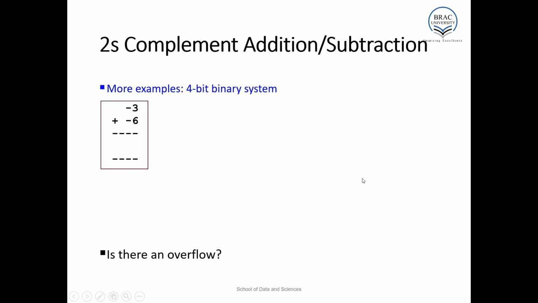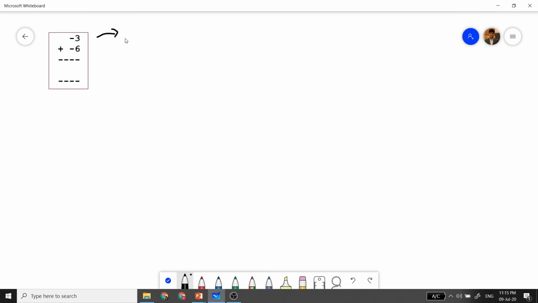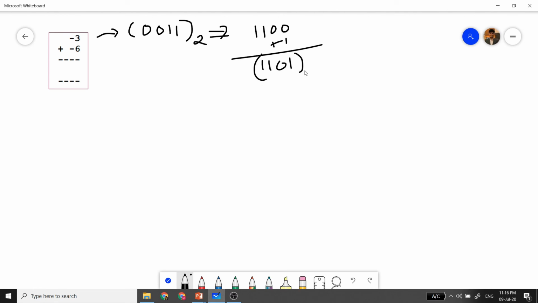I am asked to compute minus 3 and minus 6 addition. Let's do it. When minus 3 is converted to its 2's complement form, first the binary form is 0, 0, 1, 1. The 2's complement form will be first bit inversion, and then adding 1. I get 1, 1, 0, 1. This is the 2's complement form of minus 3.